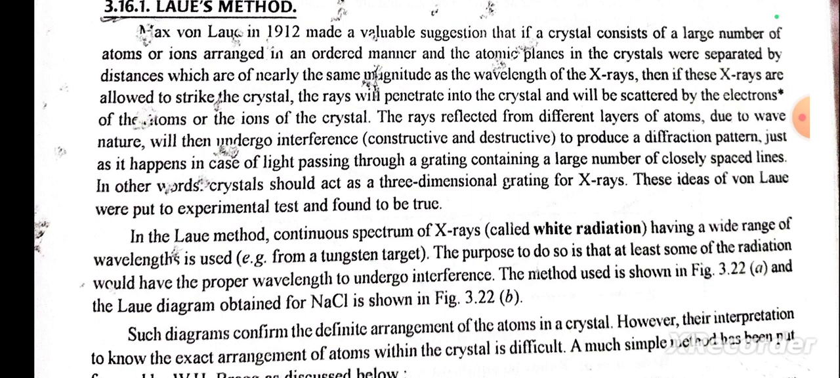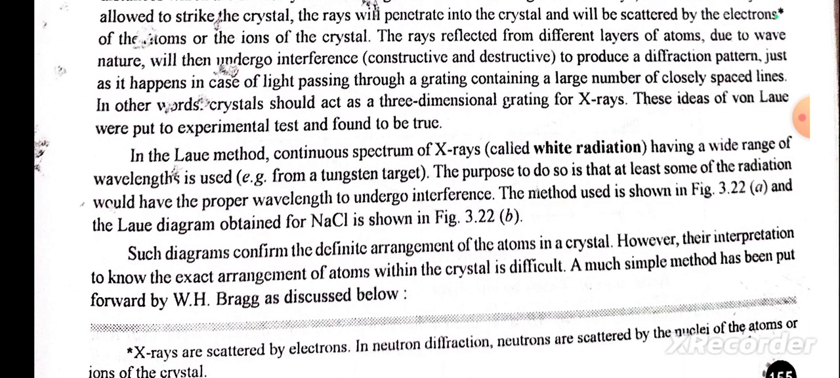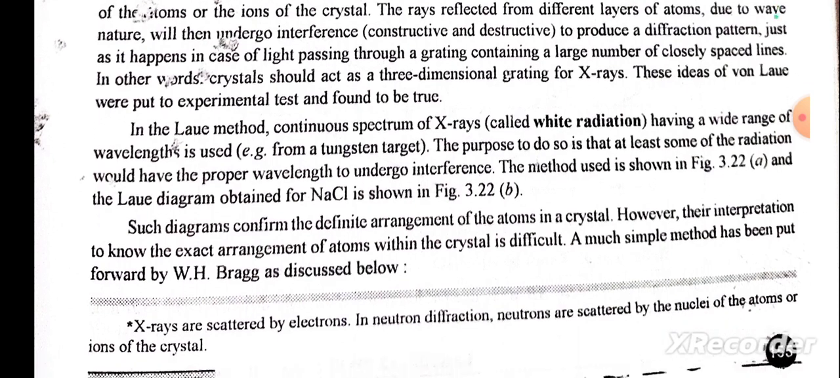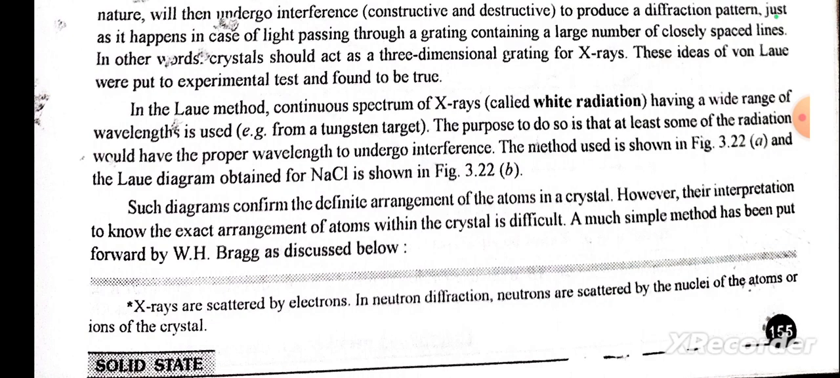The rays reflected from the different layers of atoms, due to their wave nature, will undergo interference to produce a diffraction pattern, just as happens when light falls on a diffraction grating, a large number of closely spaced lines. In other words, the crystal should act as a three-dimensional grating for X-rays. This idea of Laue was put to experimental test and found to be true.